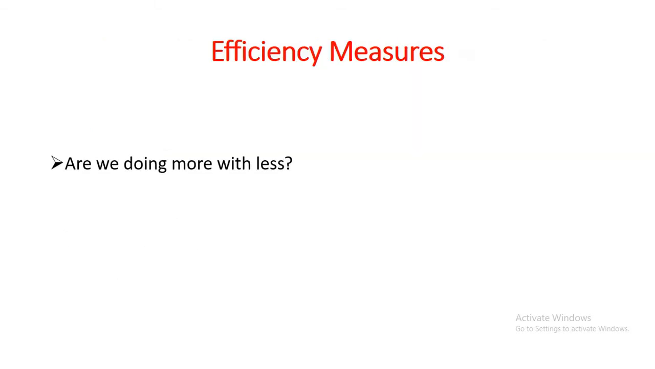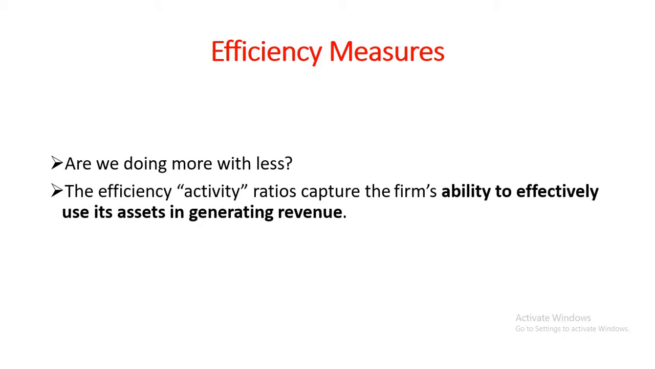So, with the help of efficiency ratios, we'll try to answer the question like, are we doing more with less assets? Efficiency ratios are also known as activity ratios, and these ratios capture the firm's ability to effectively use its assets in generating revenue, or in simple words, how well a firm uses its assets to generate sales or revenue.